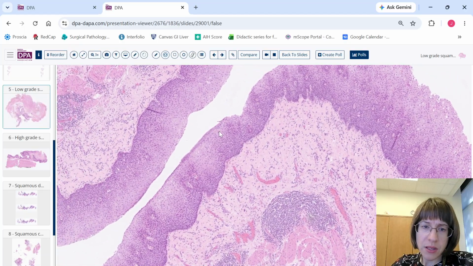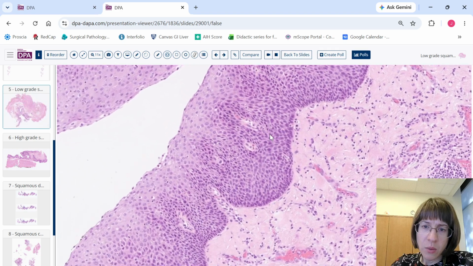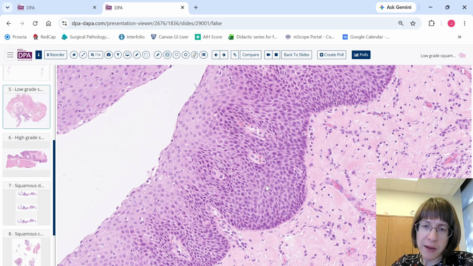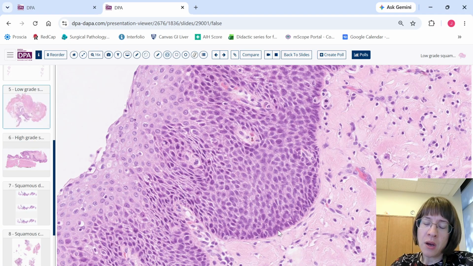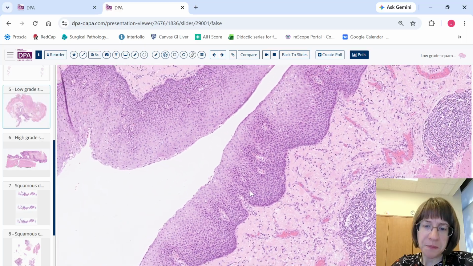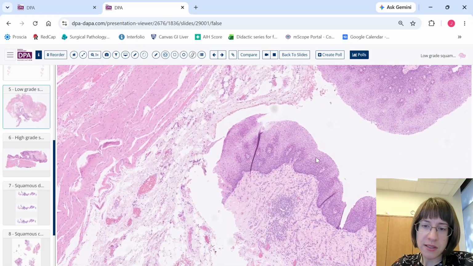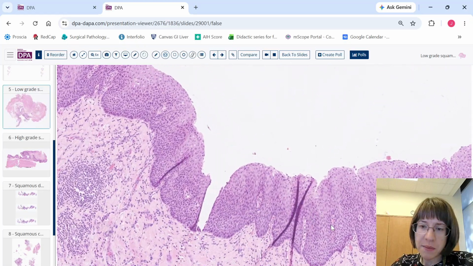Okay, so getting over here, we can see essentially the same change. We can see that this is maybe going halfway up at this point. It's sometimes a little bit hard to tell when this is a little bit tangentially sectioned. But again, we can see that our cells with high NC ratio are kind of different sizes and shapes. They go higher up than we would expect, and they seem to be overlapping each other and very disorganized appearing. So that is our example of low-grade squamous dysplasia.